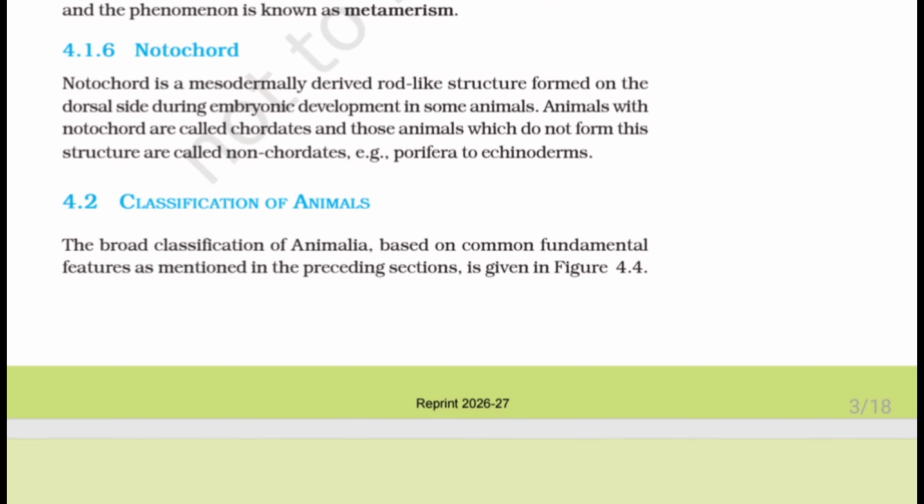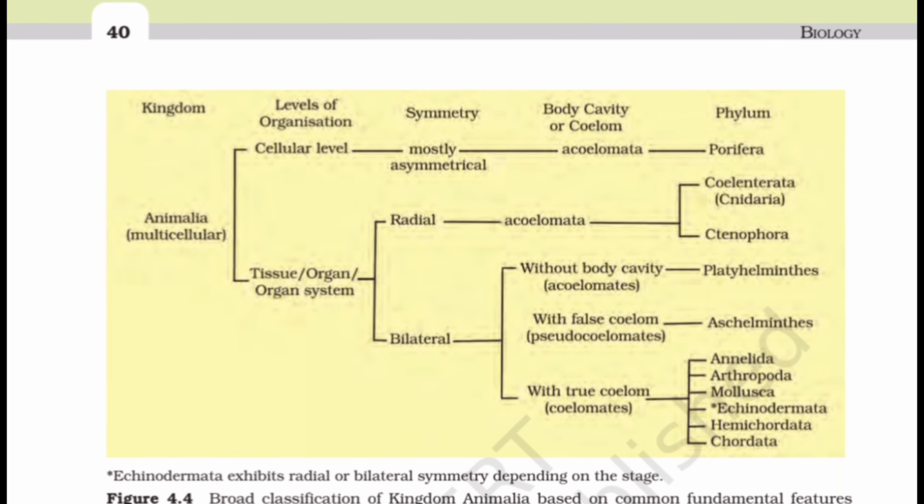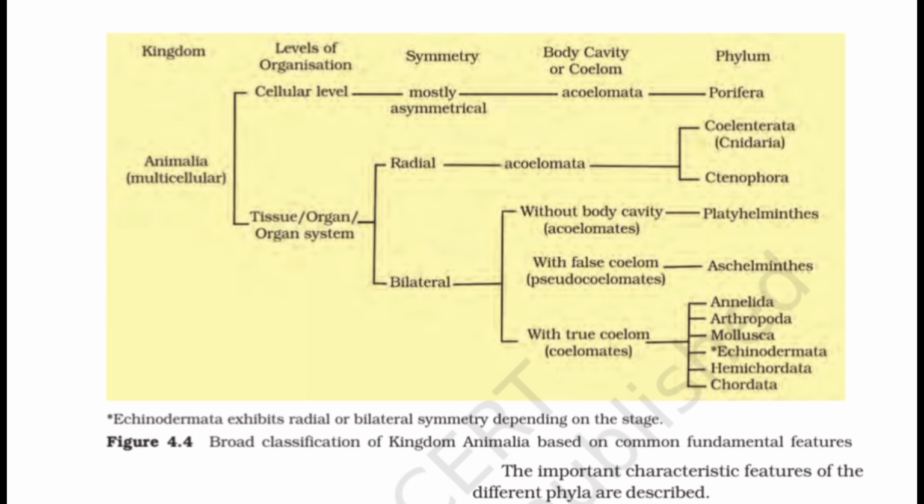Classification of animals. The broad classification of Animalia based on common fundamental features as mentioned in the preceding sections is given in figure 4.4. This is the figure. In the kingdom Animalia, which is multicellular, level of organization is cellular level and tissue, organ or organ system level. In the cellular level, mostly asymmetrical acoelomate, phylum is Porifera. In the tissue level, radial acoelomate animals are Coelenterates, Cnidaria and Ctenophora.